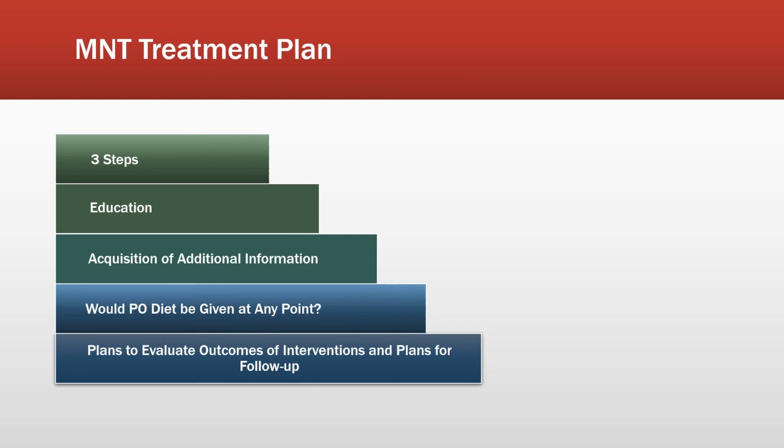My plans to evaluate the outcomes of interventions and my plans for follow-up, well, the Peptamen 1.5 and placement of the PEG should prevent further abdominal distension and excessive residuals while allowing Mr. Lewis to meet nutritional and hydration goals. But I will be monitoring his weight gain daily and assess for wound healing to ensure adequate protein. Additionally, I'm going to monitor his labs for improvement values.